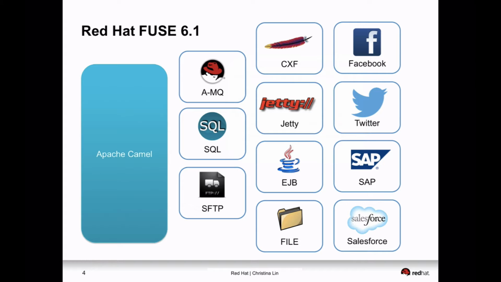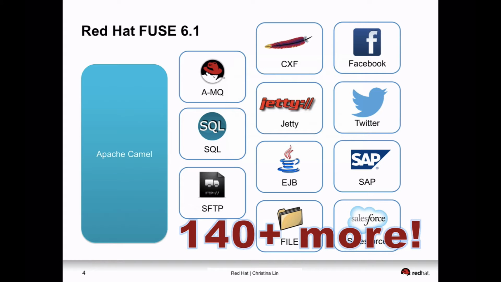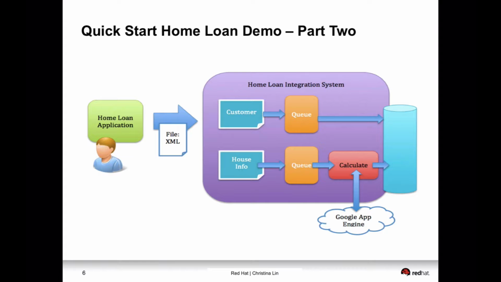Every complicated bit and piece is already done for you: talking to a JMS message broker such as AMQ, or a database, or FTP. This is all done for you. And we have around 140 certified components on JBoss Fuse 6.1, and I believe there's more coming. So let's go to our demo.